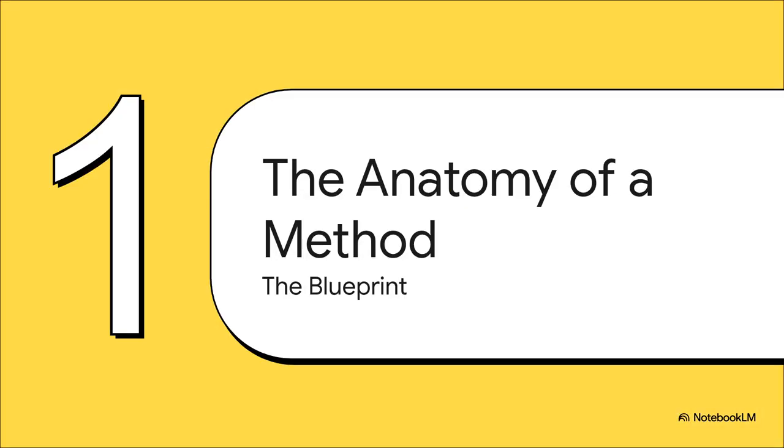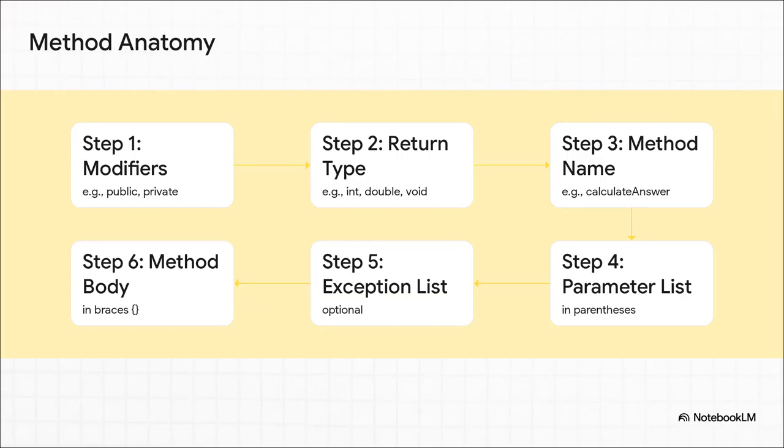If you really want to get a handle on methods, you have to start with their core structure. So we're going to break down the 6 essential parts that make up pretty much any Java method declaration you'll ever see. Okay, so believe it or not, every single Java method follows this exact blueprint. This comes straight from Oracle's own documentation.